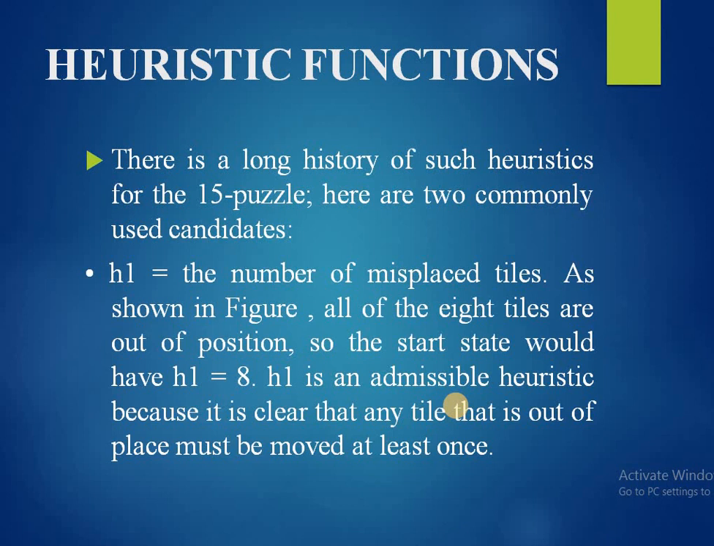What is h1? The number of misplaced tiles is h1. As shown in the figure, all the 8 tiles are out of position, so the start state would have h1 equal to 8. h1 is an admissible heuristic because any tile that is out of place must be moved at least once.